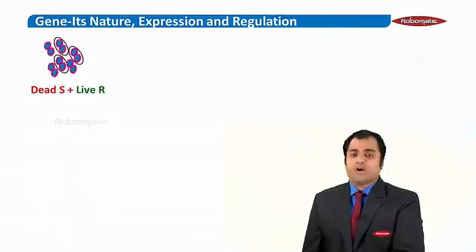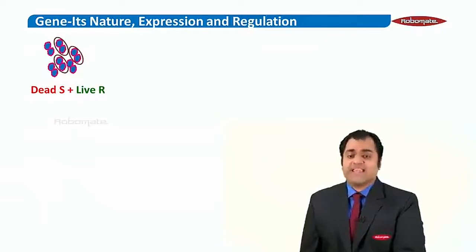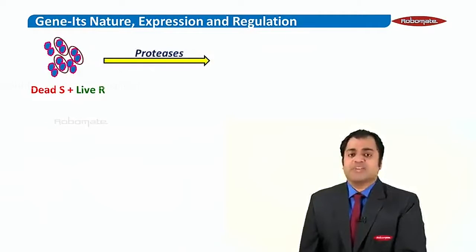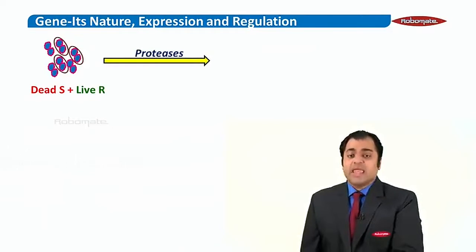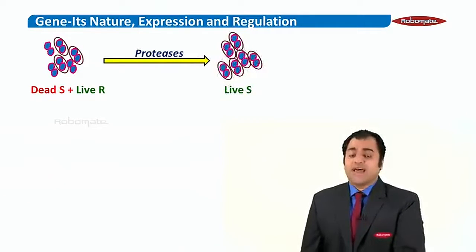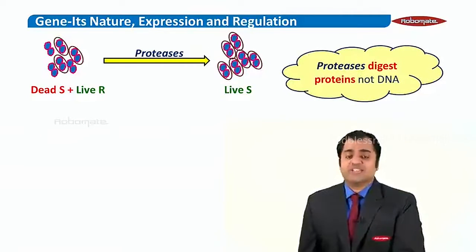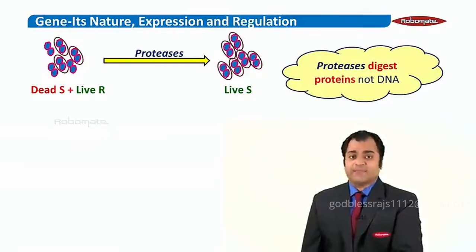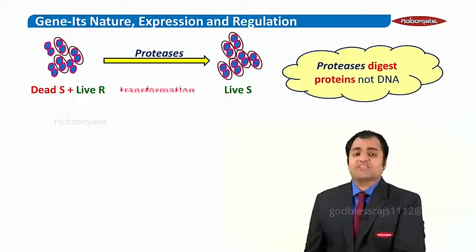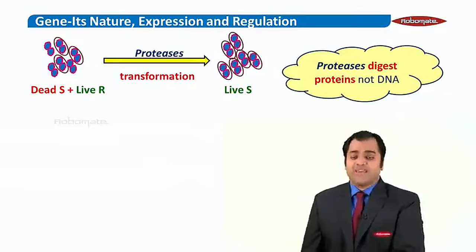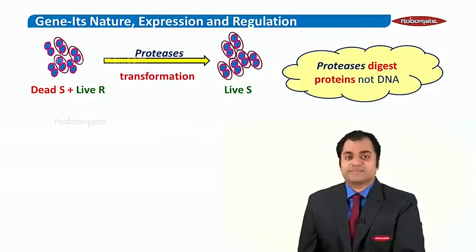Now what they did here was take a mixture of dead S and live R-type bacteria. This mixture was treated with the enzyme protease. And what was observed was that live S colonies were formed. Why? Because remember, proteases are enzymes that digest protein and not the DNA. Since the DNA was still intact, transformation happened and the live R turned into live S.